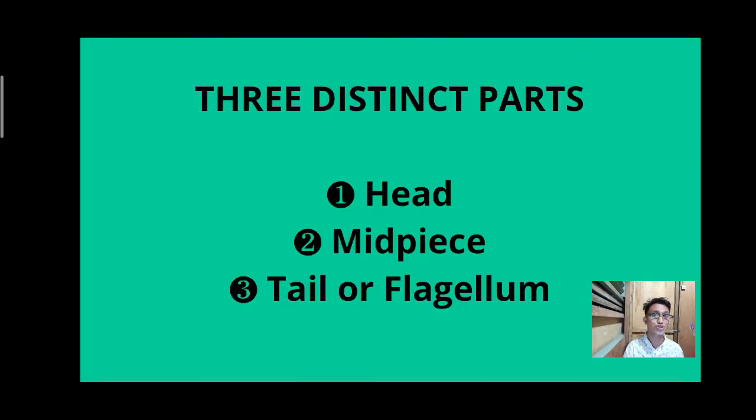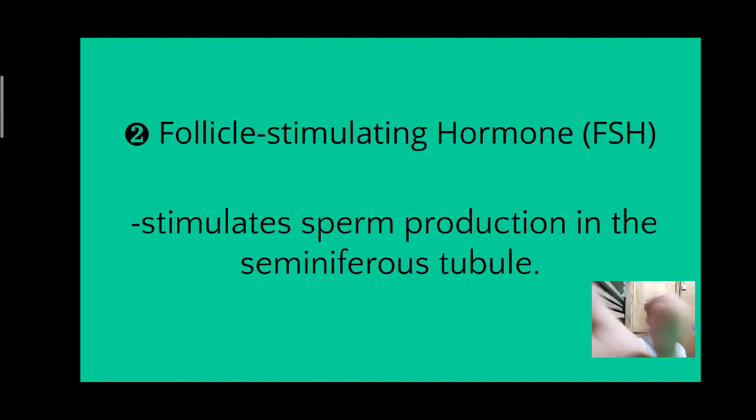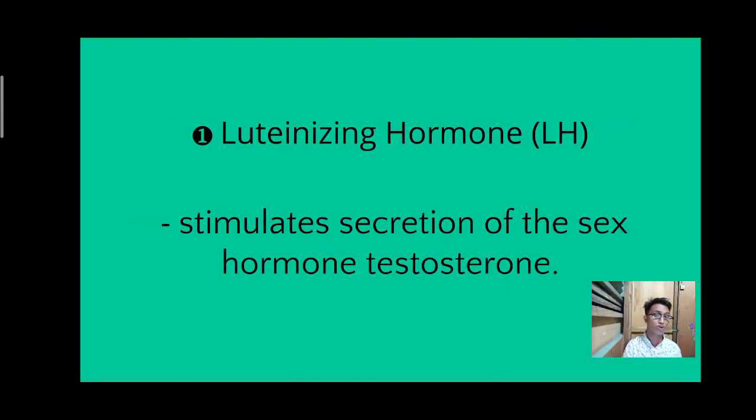So we have the first one, which is the luteinizing hormone. It stimulates the secretion of the sex hormone testosterone. The main androgen of the male is testosterone. That's the male sex hormone, and it is normally associated with puberty, because males start to produce sperm during puberty, the adolescent stage of development, where reproduction is already possible.